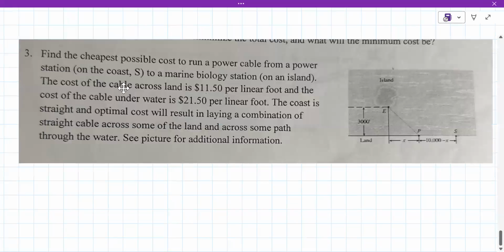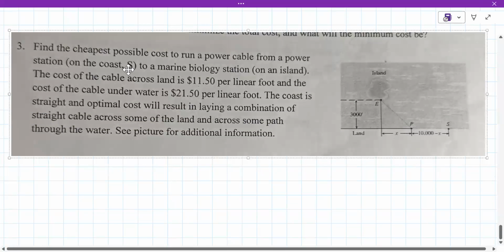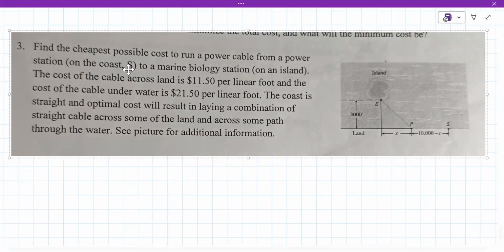Let's snip this in. Find the cheapest possible cost to run a power cable from a power station on the coast, S, to a marine biology station on an island there, E. So what's the standard cost? The cable across land is 1150 per linear foot. The cost of the cable underwater is 2150 per foot.